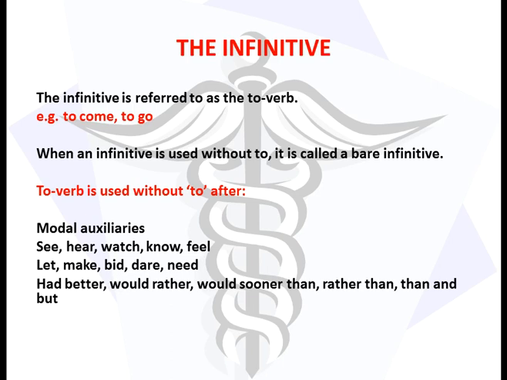The first one is the infinitive. The infinitive is referred to as the to plus verb. They are formed by adding to plus verb form, that is to come, to go and to learn. An infinitive is a non-finite verb preceded by to. When an infinitive is used without to, it is called a bare infinitive.